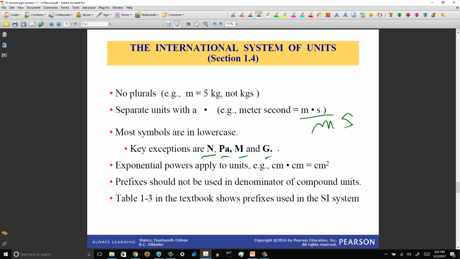The exponential power on a unit having a prefix refers to both the unit and its prefix. So if you're going to have centimeters times centimeters, that is centimeters squared. Now, in general, avoid putting prefixes in the denominators of compound units. Don't write newtons per millimeter, but rather kilonewtons per meter. And the table in the textbook shows the prefixes used for all of these, for the SI system.